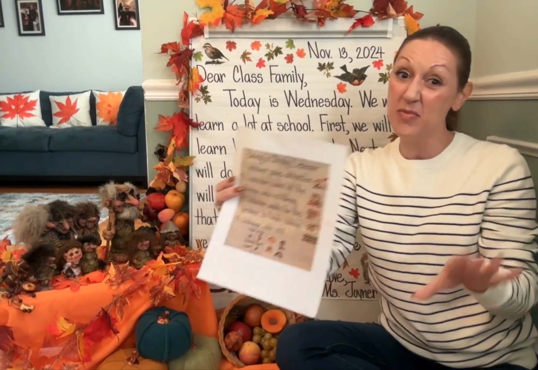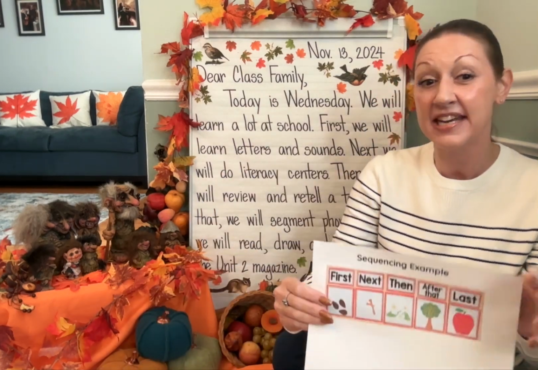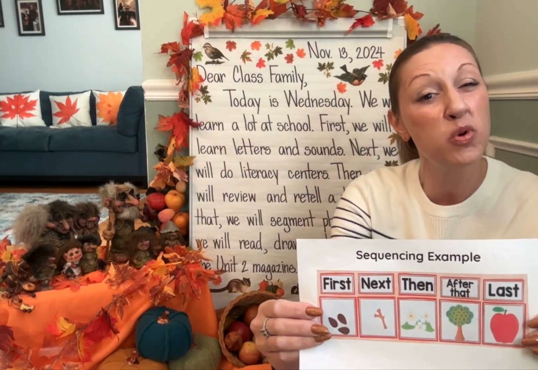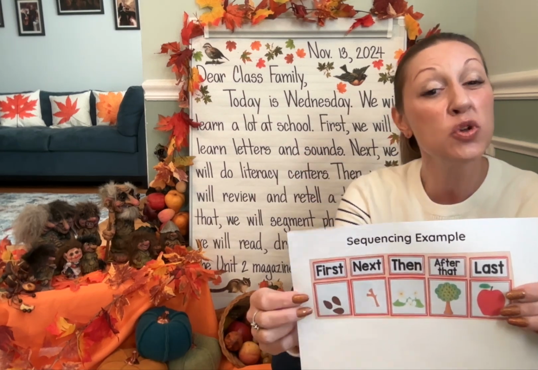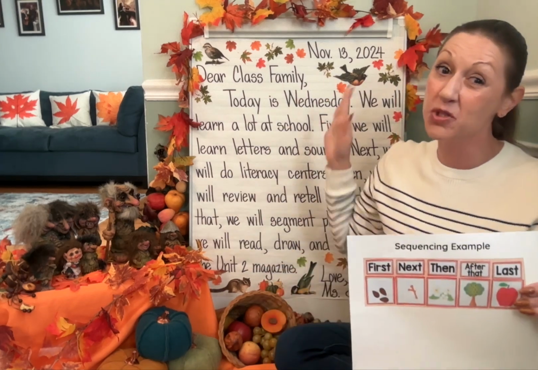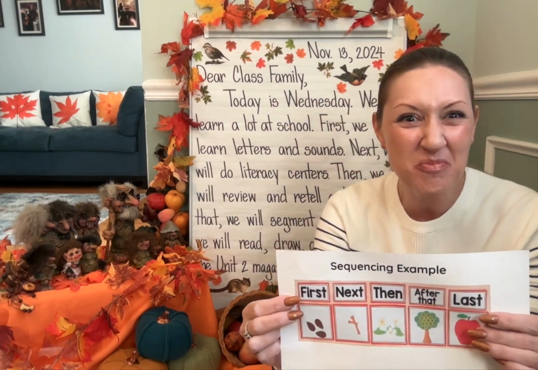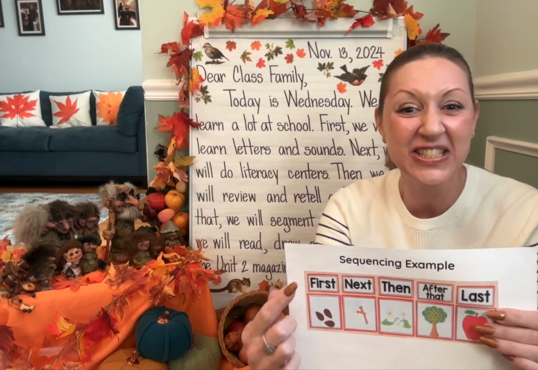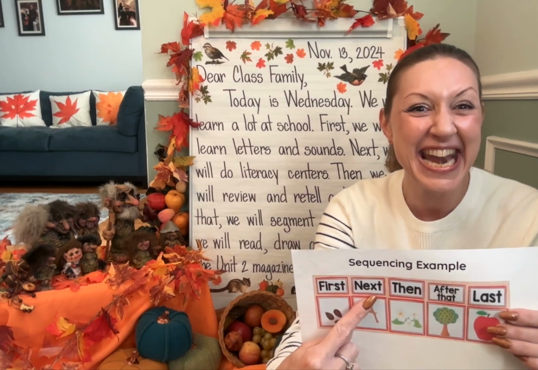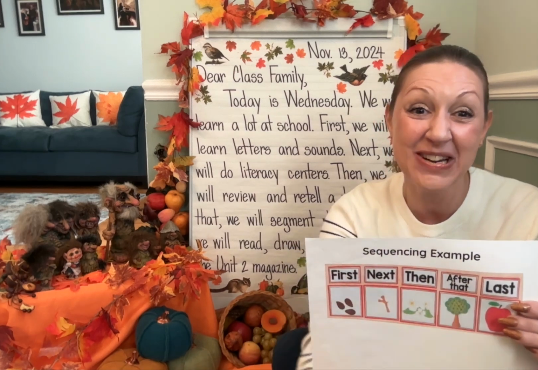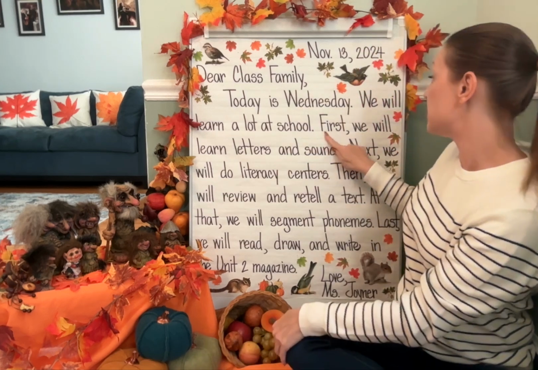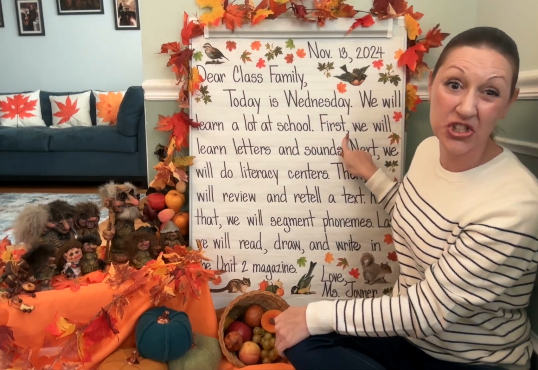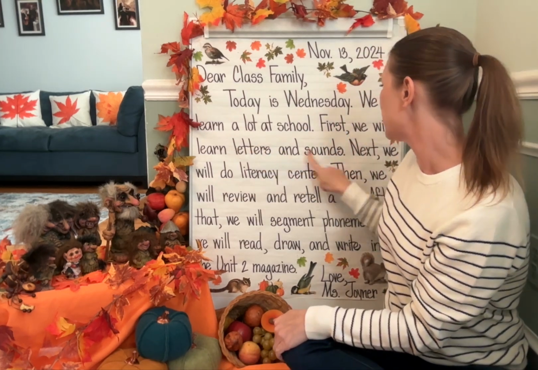All right, class family, at this time, we're going to go ahead and share the sequence of what we're doing in language arts. The sequence is the order of events from beginning to end. You will notice these transitional words and phrases within our message. Review them with me. Say them out loud, readers. First, next, then, after that, last. All right, great job. Let's go ahead and read this sentence, starting with the transitional word first. First, we will learn letters and sounds.